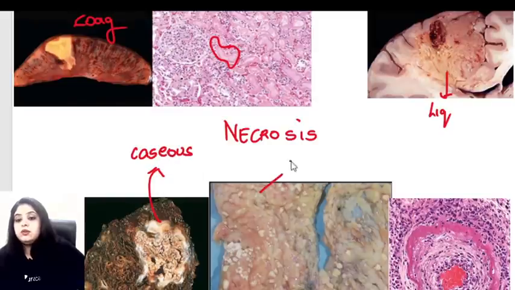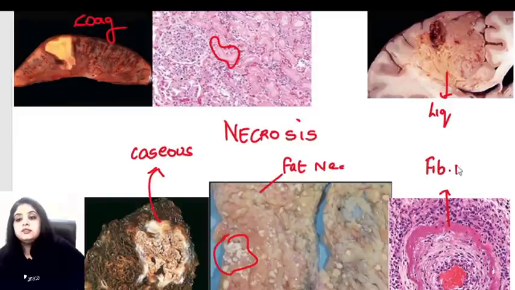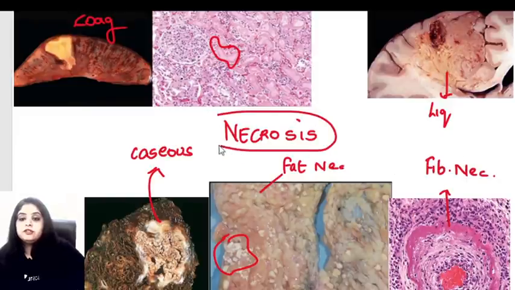Then the fat one, obviously yellow color fat, and then chalky white areas, that becomes fat necrosis. And the blood vessel with the pinkish area, that becomes fibrinoid necrosis. So that's the entire collage which takes place of all the different necrosis images for you.